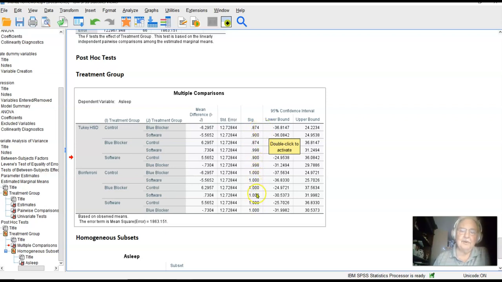But notice the Bonferroni actually has a lot of ones. It's so conservative, none of those values were significant. And 1 is as high as you can get. You can't go above 1 for significance.